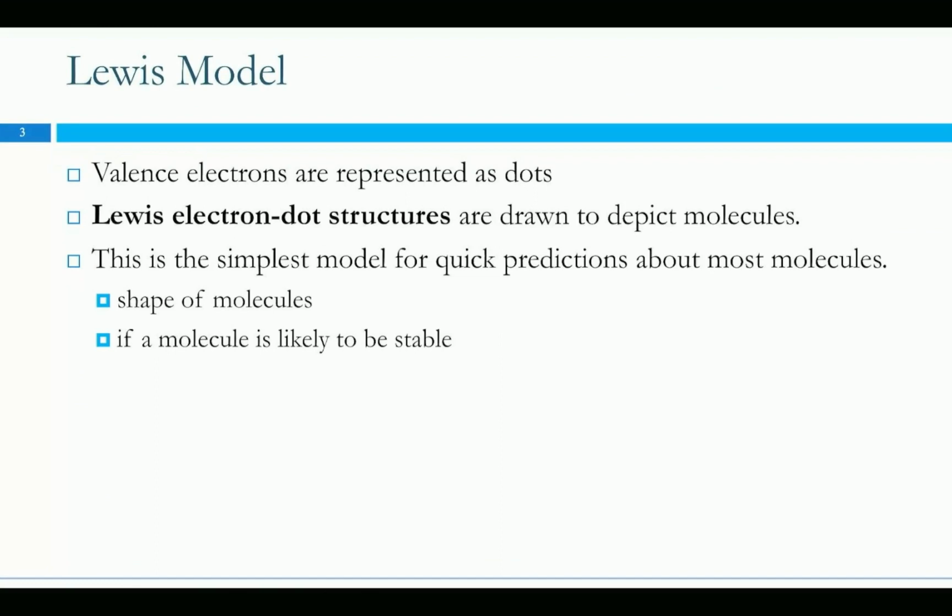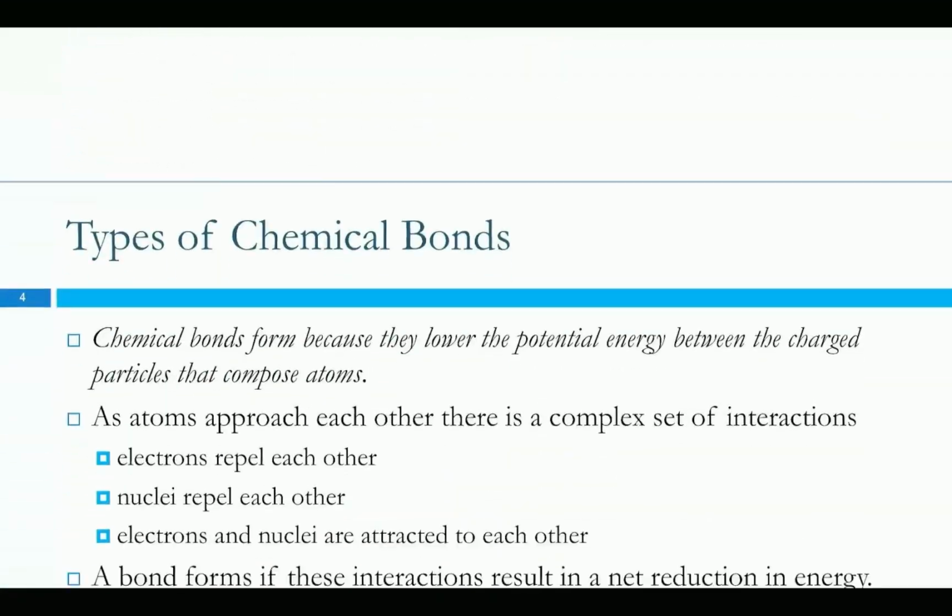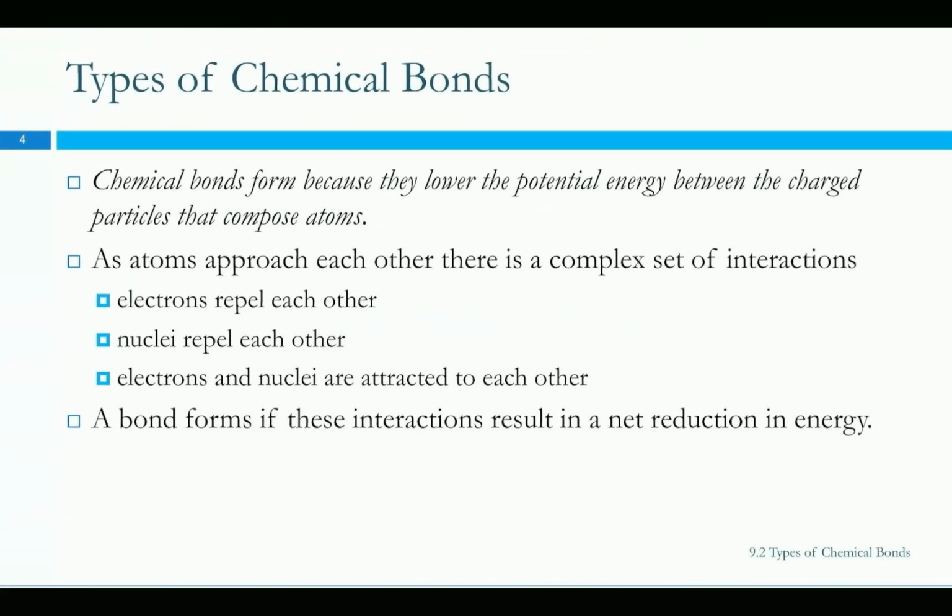So in the Lewis model, we're taking our valence electrons and representing them as dots, which is already a gross oversimplification. But it's one that makes sense for Lewis structures and still gives us some decent predictive power. These Lewis electron dot structures, we just call them Lewis structures, and we use them to predict molecules. It's very simple, can tell you about the shape, and can tell you something about the stability of that molecule. So it's the highest level look at a molecule.